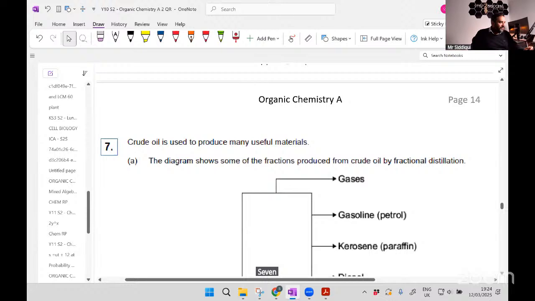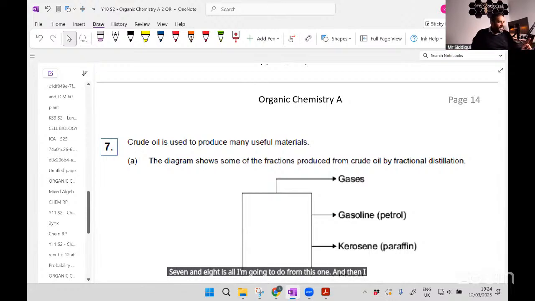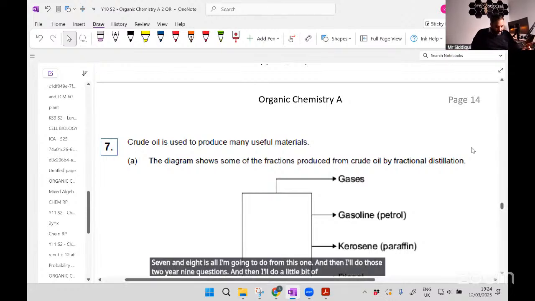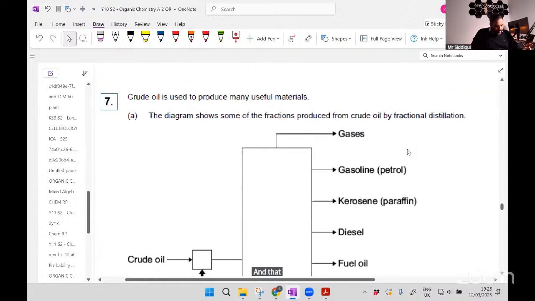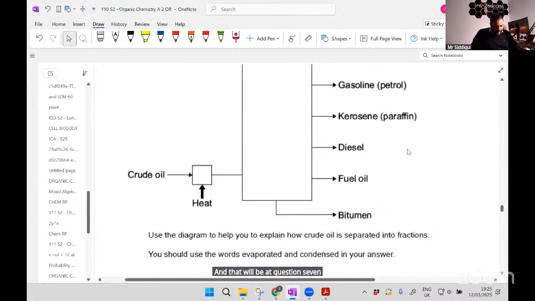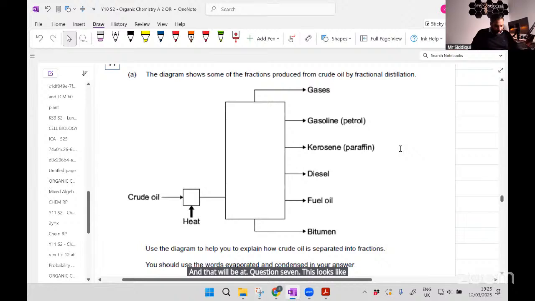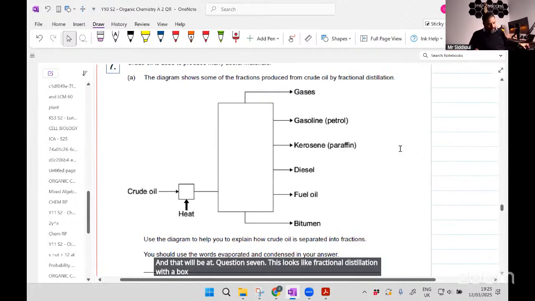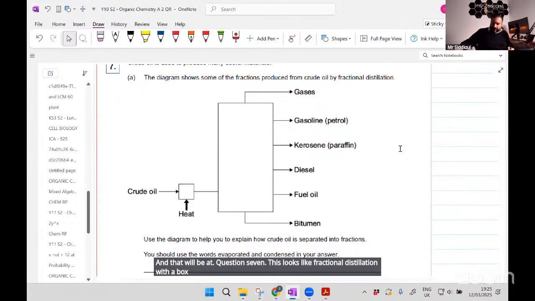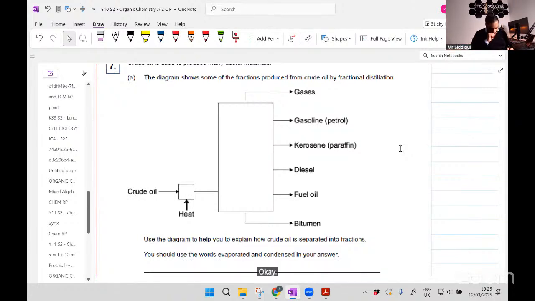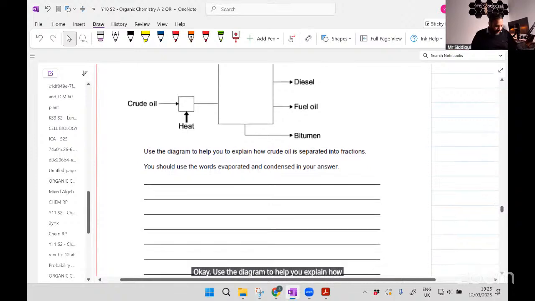7 and 8 is all I'm going to do from this one, and then I'll do those 2 year 9 questions, and then I'll do a little bit of the homeostasis things. And that will be that. Question 7. This looks like fractional distillation with a box. Okay. Use the diagram to help you explain how crude oil is separated into fractions.